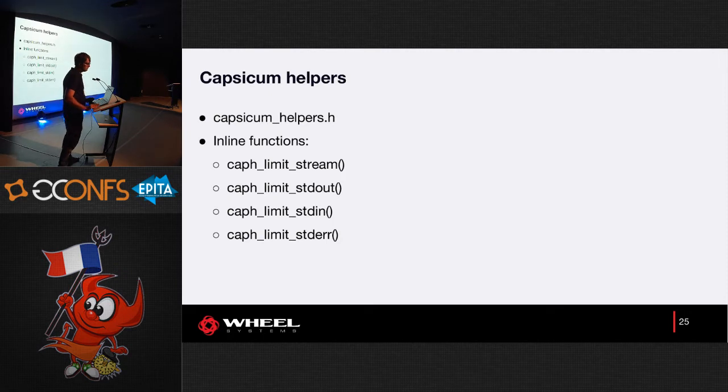So we introduced so-called Capsicum helpers. Those are a few inline functions that allow us to limit some of the most popular things. So we have cap_h_limit_stream, which limits all three file descriptors for stdout, stdin, and stderr, or we can call the separate functions like stdout or stdin to limit only one of them. So instead of doing all that work that I showed you in the previous slide, we can call one function which will do that for us.